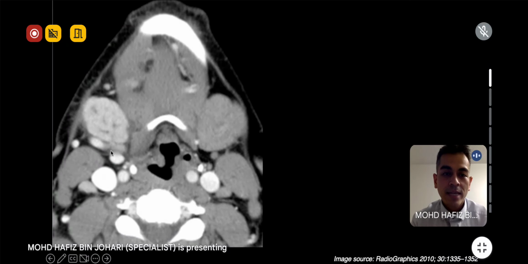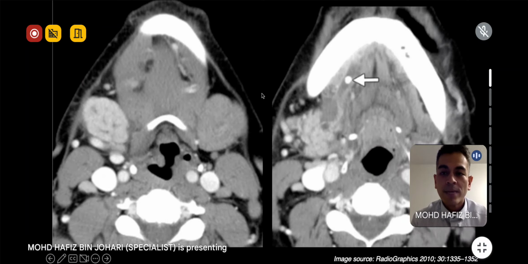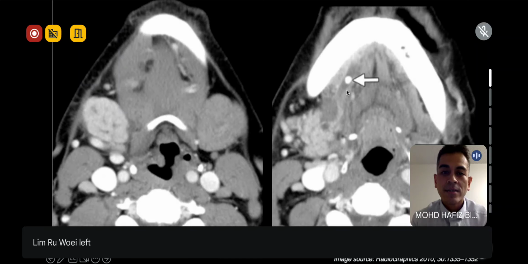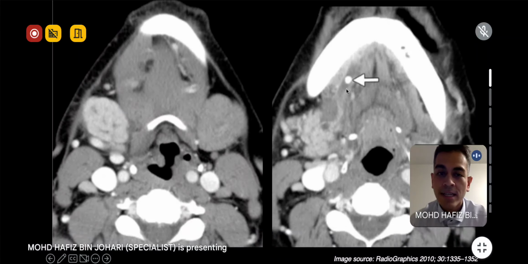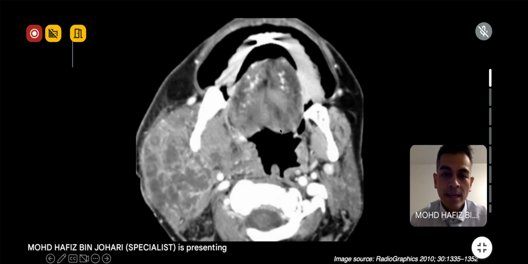Here, the CT scan shows asymmetric enhancement and enlargement of the right submandibular gland. When we image further, we can see the submandibular duct is dilated with the presence of stones. So this is a classic case of right submandibular sialadenitis secondary to obstructive calculi within this salivary duct.